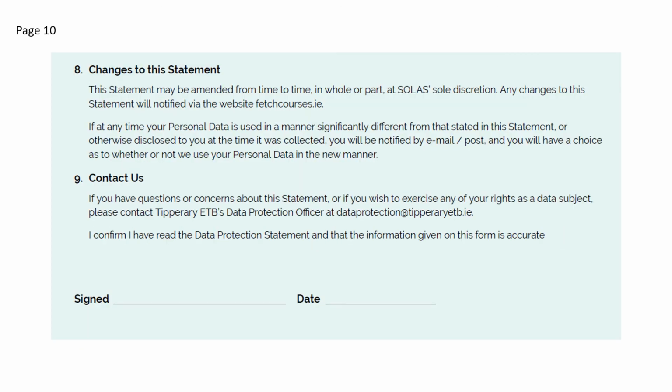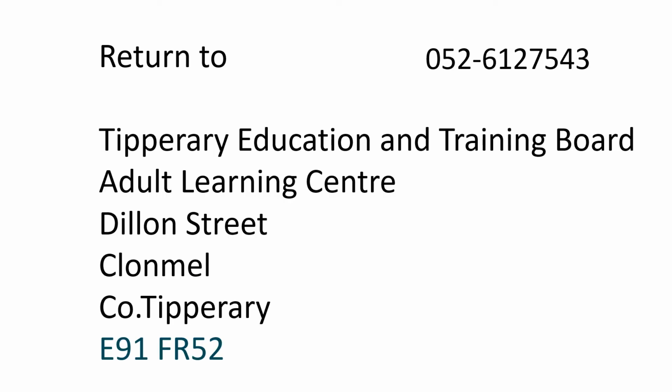Finally, you sign on page 10, sign the form. And enter the date. And that's it. You return the form to Tipperary Education and Training Board, Adult Learning Centre, Dillon Street, Clonmel, County Tipperary. If you have any questions about any of the sections on the form, ring this number and we can talk you through filling out the form.